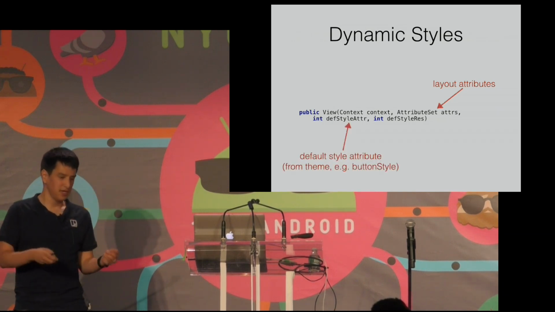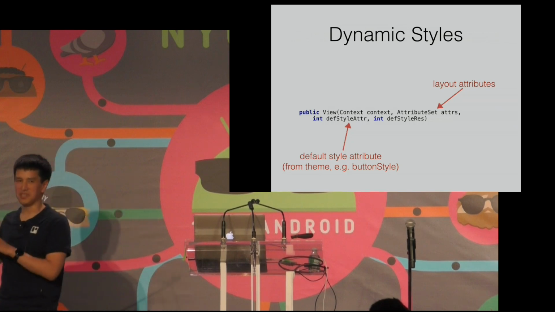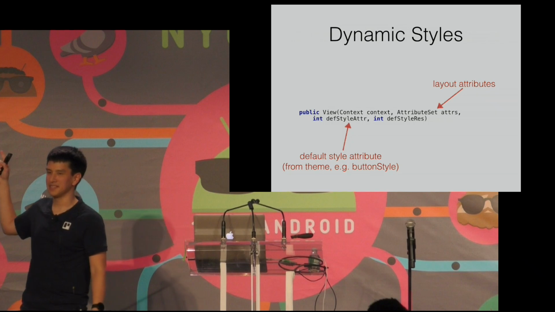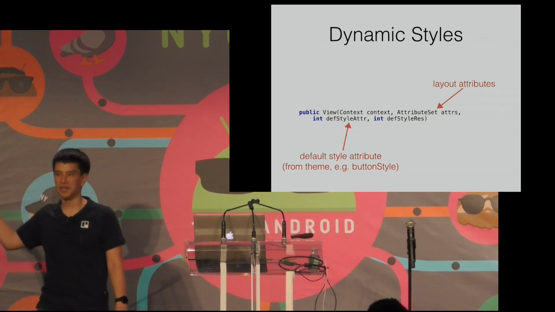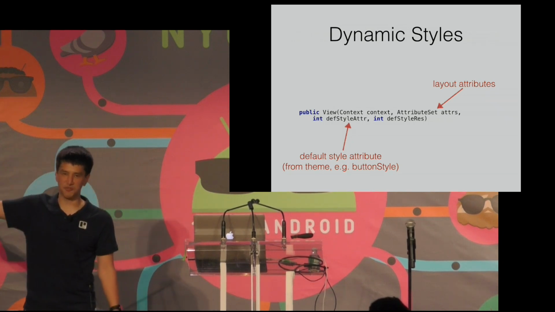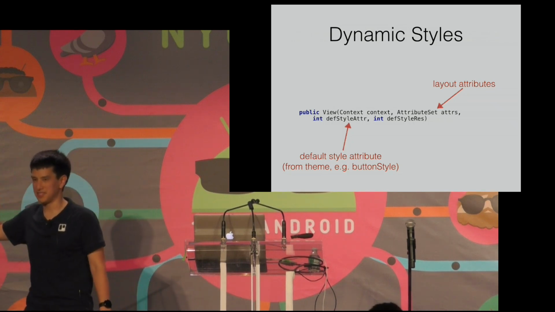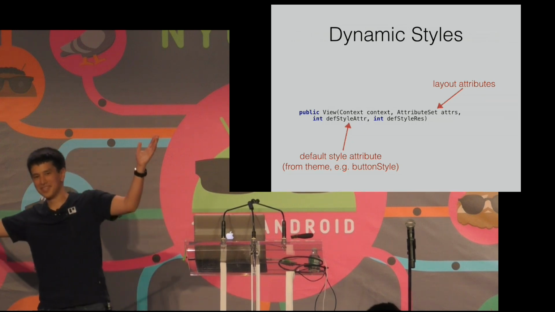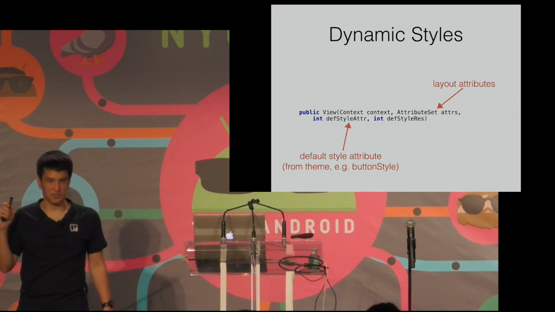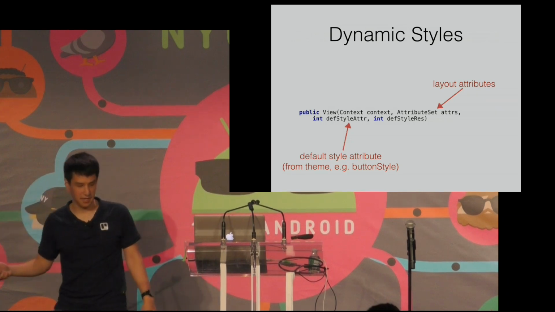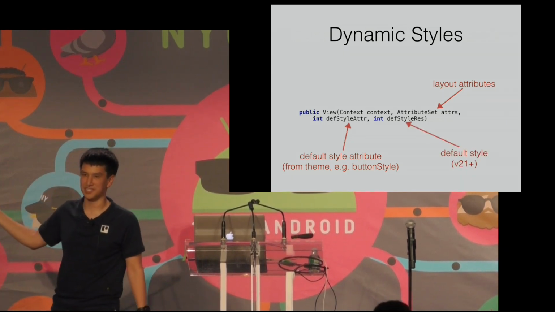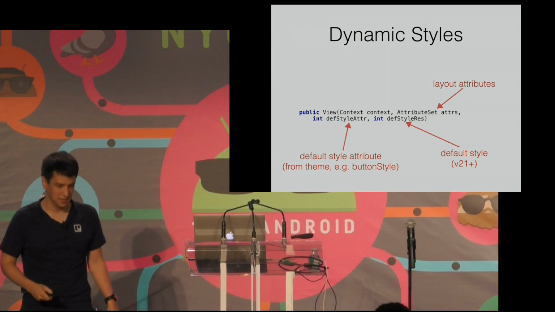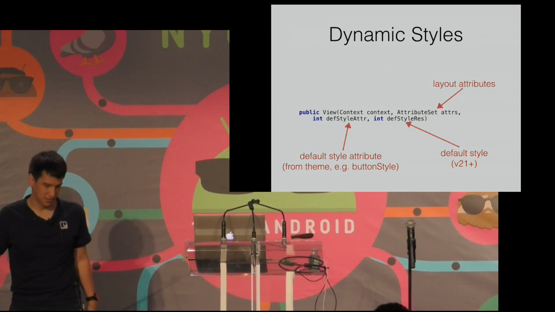So to go through it quickly, the attribute set holds the attributes passed in, and from the view, the default style attribute is this really complicated thing, because you would think this would be where you could pass in the style that you want applied, but no. That's where you pass in the attribute that points to the style that you want to apply by default. So for example, buttonStyle, that's something you pass in there. And then this last one is what you would expect it to be, the fallback style, but it only exists in Lollipop and beyond. So you can't really use that one too much.